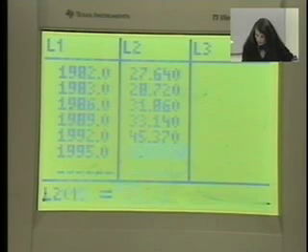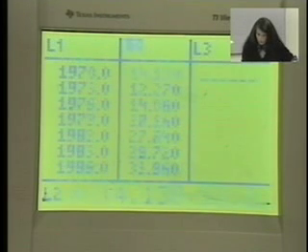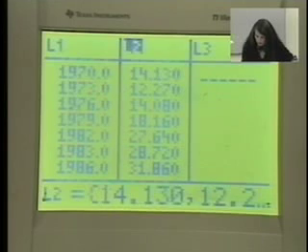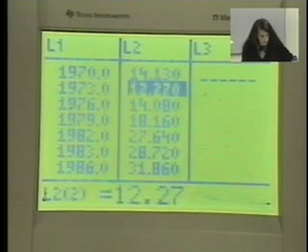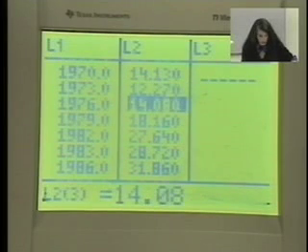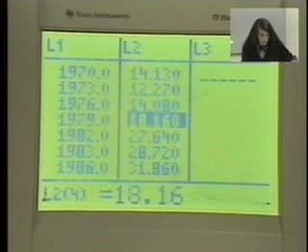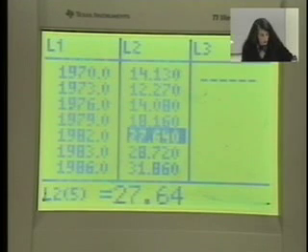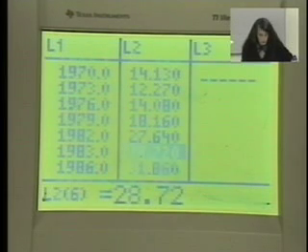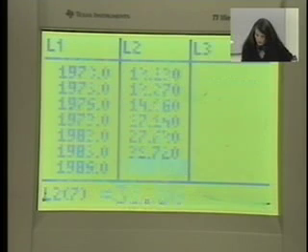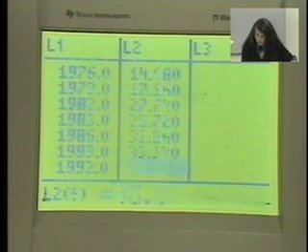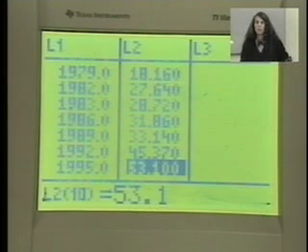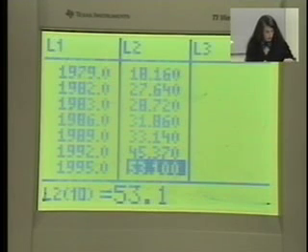And again, I'll go back to the top and check them to make sure I didn't make a mistake. So 14.13, 12.27, 14.08, 18.16, 27.64, 28.72, 31.86, 33.14, 45.37, and 53.1. And notice our number of decimals is set to 3, just like we told the calculator. All right, so we've done that.